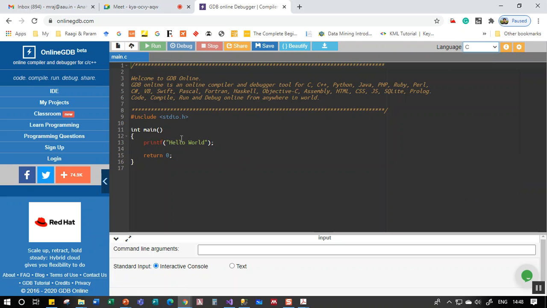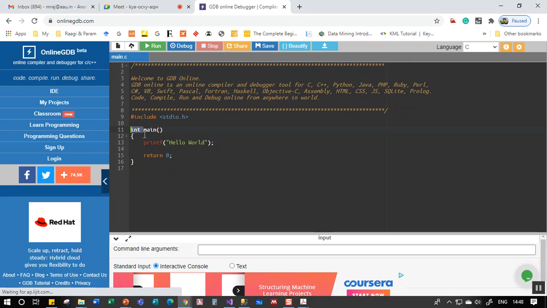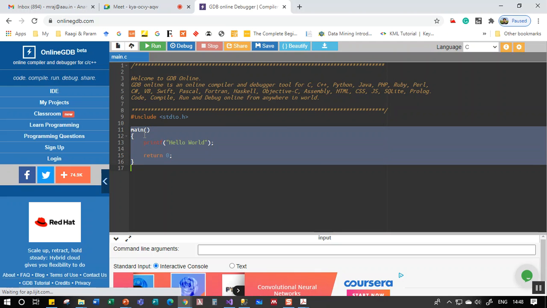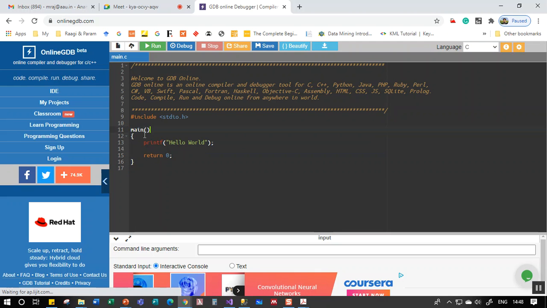Let us take the C language. Here I have written int main, printf hello world, return 0. Correct? Now what is this main? If I remove this part, it is understood from the name itself that this is the main part of my program. But what are these brackets doing over here? These brackets are nothing but indicating that it is a function. It is a function.